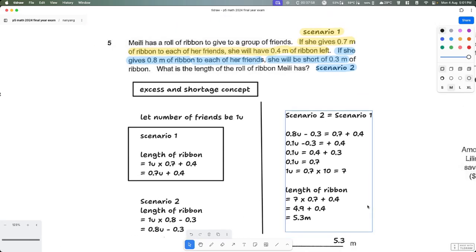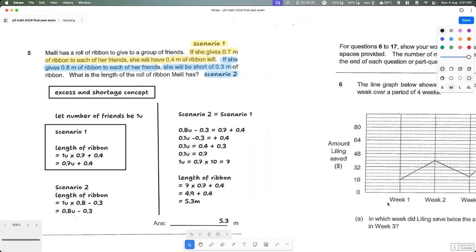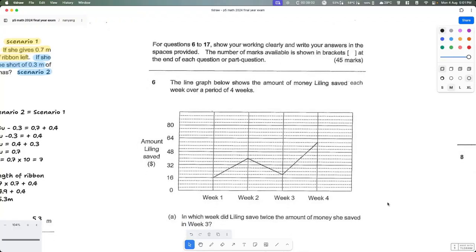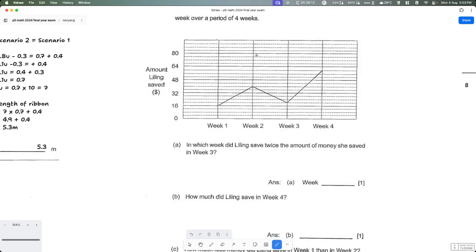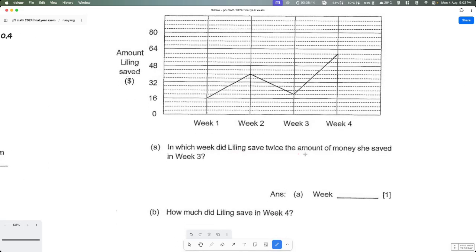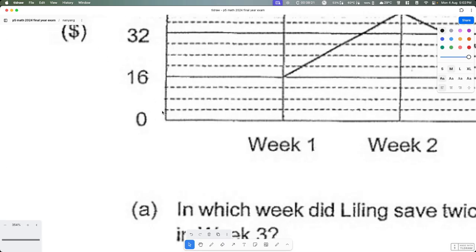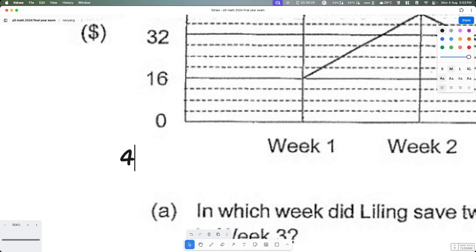All right, that's it. Let's move on to question number 6. The line graph below shows the amount of money Liling saved each week over a period of 4 weeks. In which week did Liling save twice the amount of money she saved in week 3? Before that, we want to get the number of gaps. We have 1 gap, 2 gap, 3 gap, 4 gap. So 4 gaps is equal to $16.